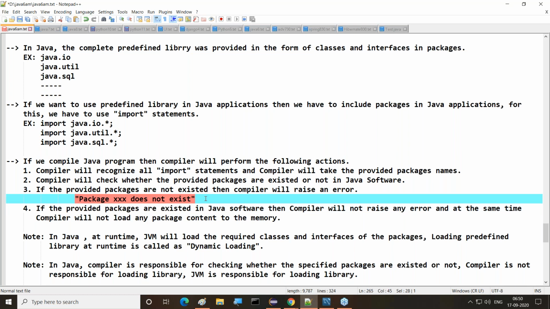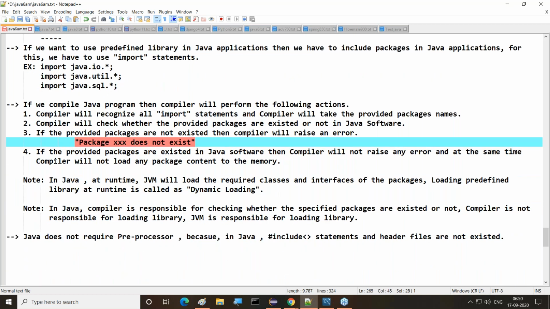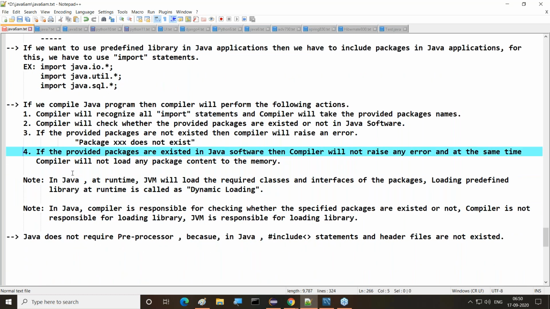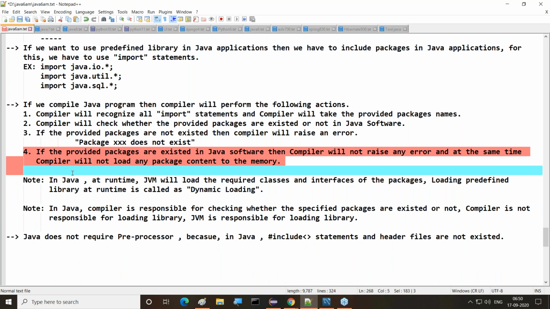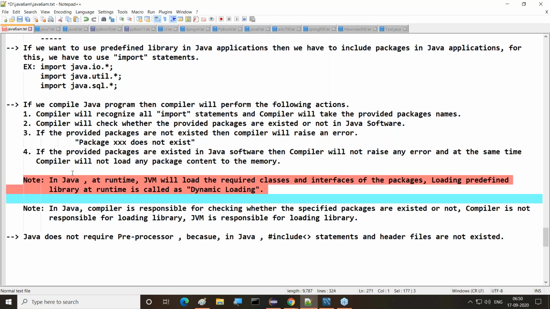What is the error message we are able to get? No, package XXX does not exist. Again, if the provided packages exist in Java software, then the compiler will not raise any error, and at the same time, the compiler will not load any package content to memory. In Java, at runtime, the JVM will load the required classes and interfaces of the packages.